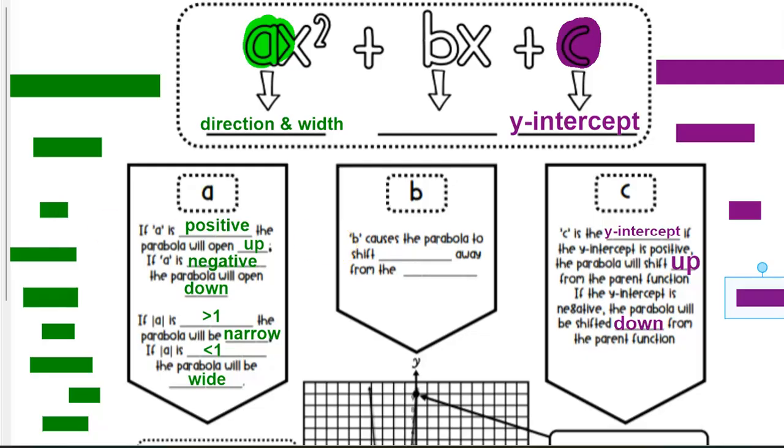So standard form of a quadratic equation is useful because it lets us see the direction the parabola opens and the width, and it shows us the y-intercept without having to graph.